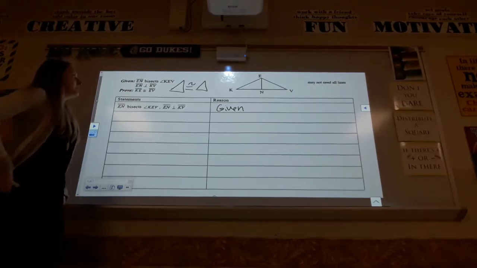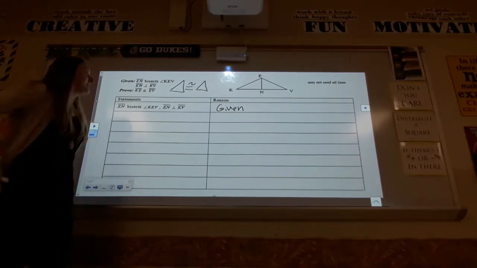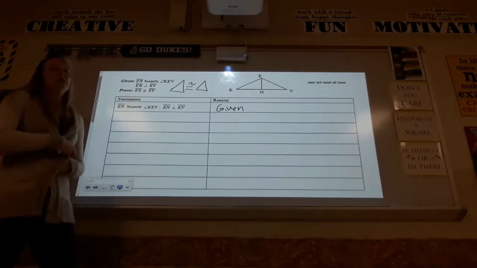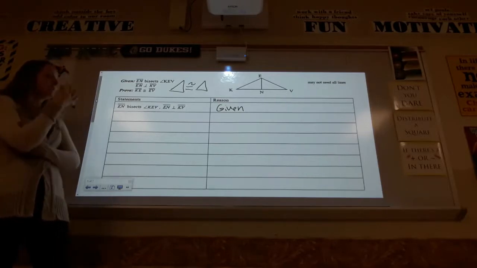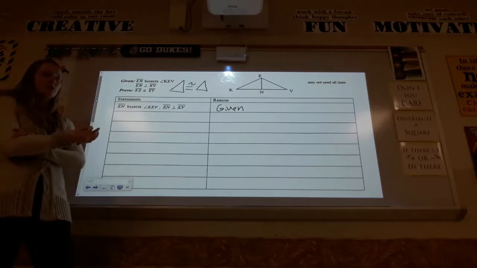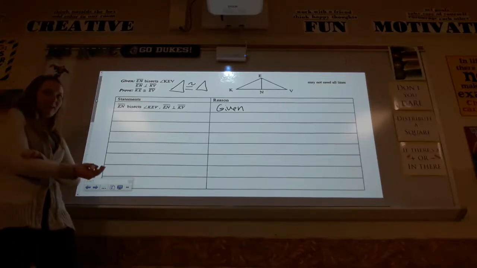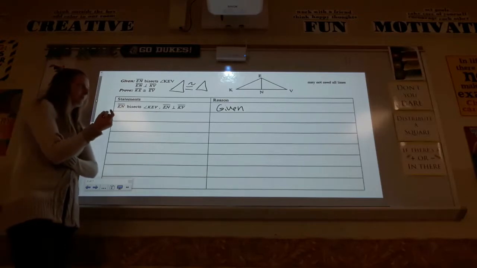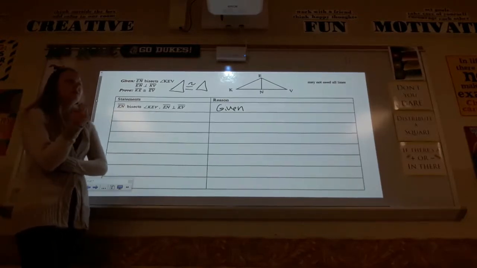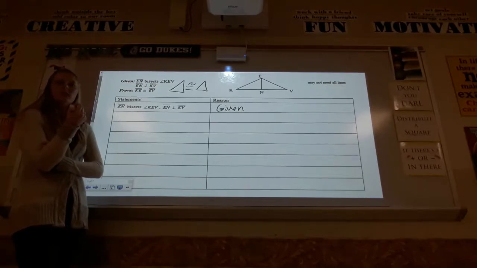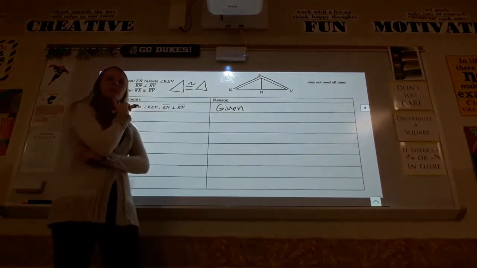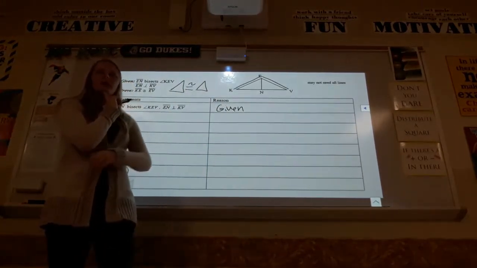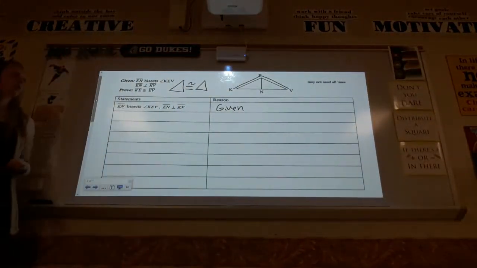Alright? So the first thing that they say as a given is that segment EN bisects angle KEV. How is that significant? Again, what's being bisected? An angle. So the result should be angles, right? Alright, so what angle is being bisected? KEV, which is right here. So if I cut that in half, I would have two congruent angles. Which two angles? KEN and VEN.